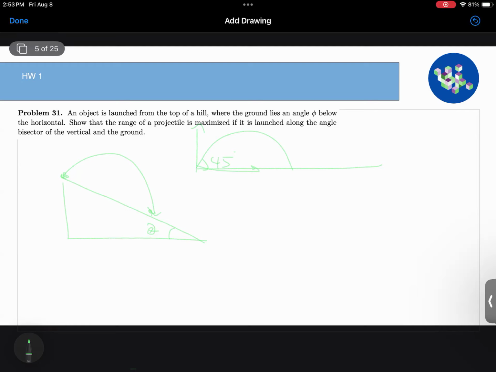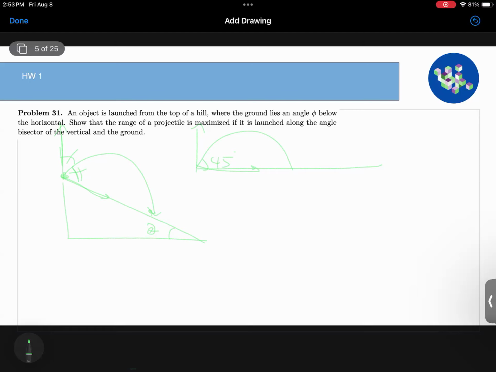Now, if you want to prove this for the case where we have a sloped hill, saying it's launched along the angle bisector between that direction and the ground direction, so those two angles should be equal, these are two equal angles. Well, a convenient way to do this would be if we rotated the hill, or rotated our point of view, so that the hill, instead of looking sloped, is actually horizontal. What do I mean by that? You might be wondering.